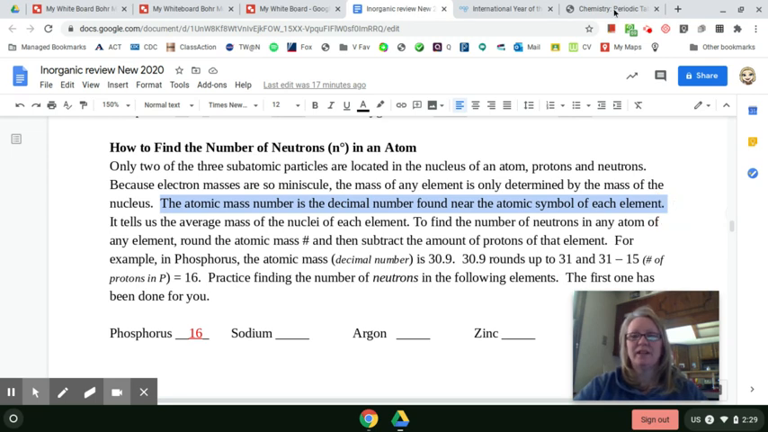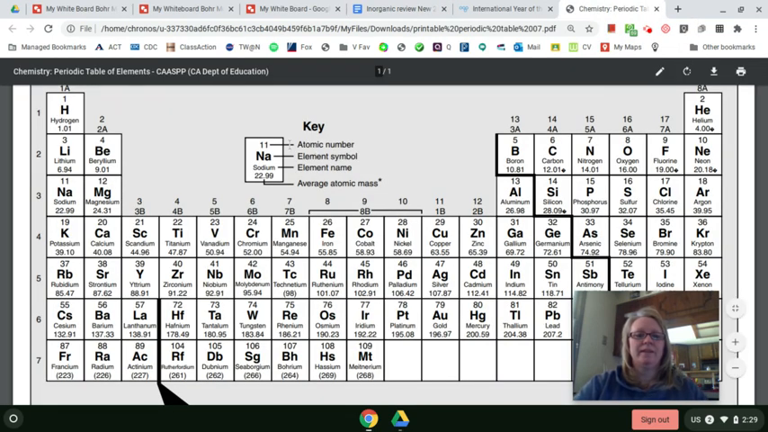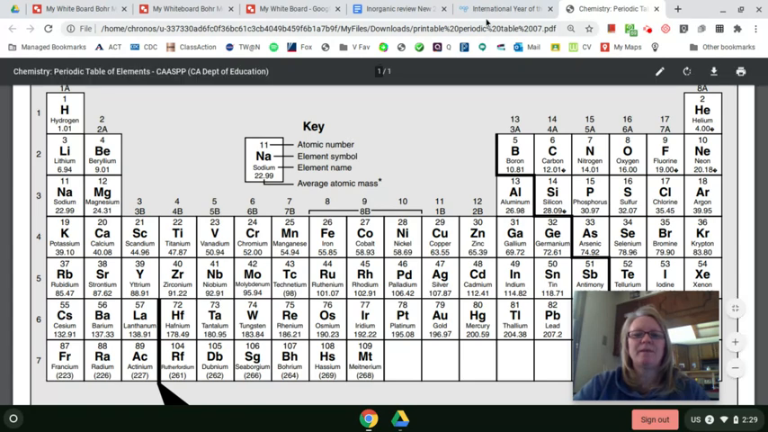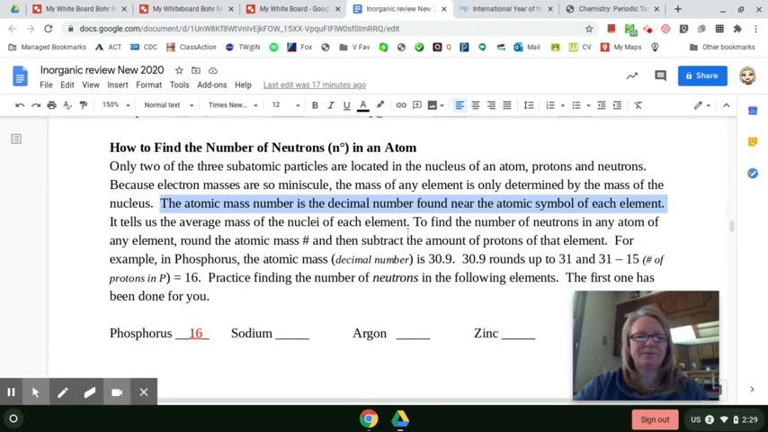So let's take a look at that one more time. We've got the atomic number, that whole number that tells us protons, and in some cases electrons. Remember, not for ions. And then we've got this atomic mass, that decimal number down there, and that's referring to the mass of the nucleus.